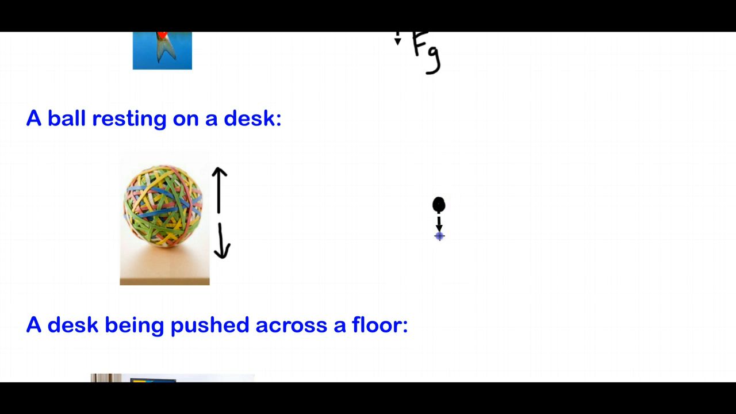We know gravity's pulling it down. And because it's balanced and it's not falling through the desk, we have an equal and opposite force up. We label each force, so force of normal. So our normal force is up, our gravity force is down, and this ball is not moving, so these are the only forces representing this free body diagram.